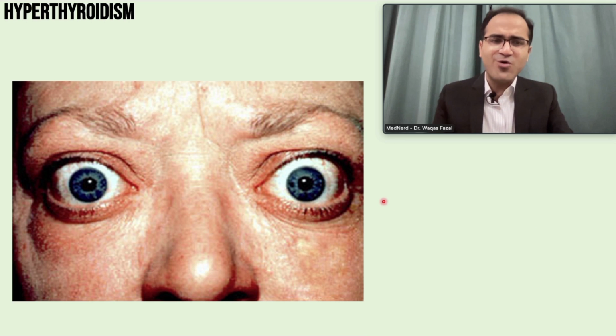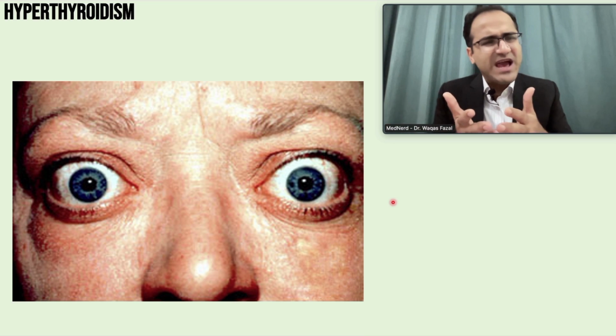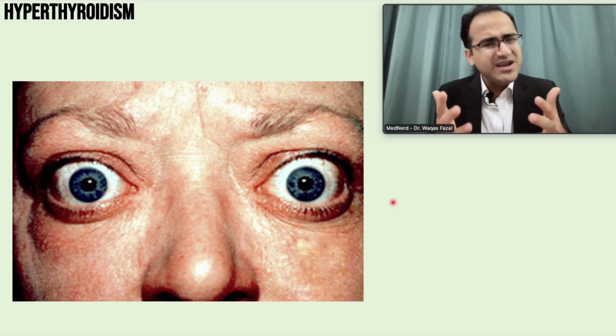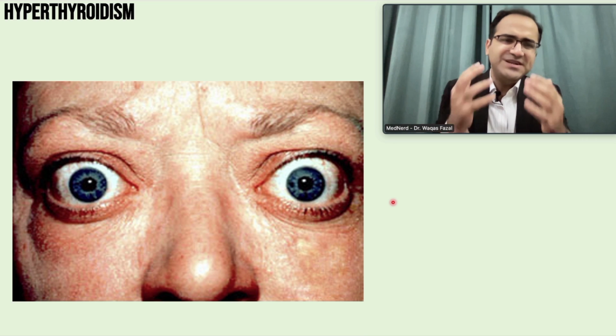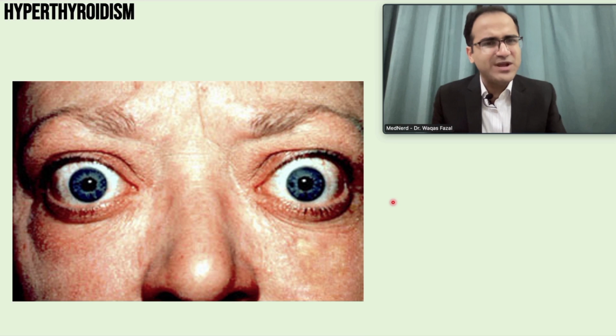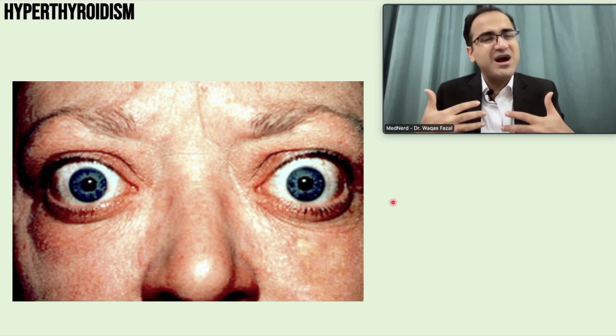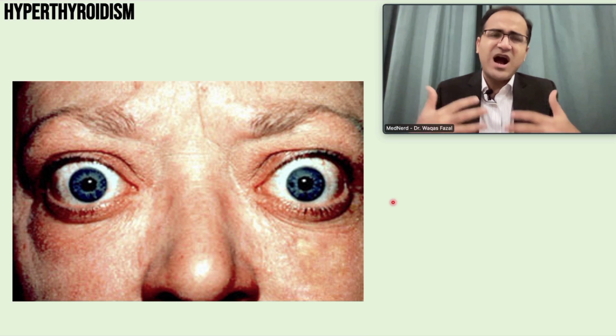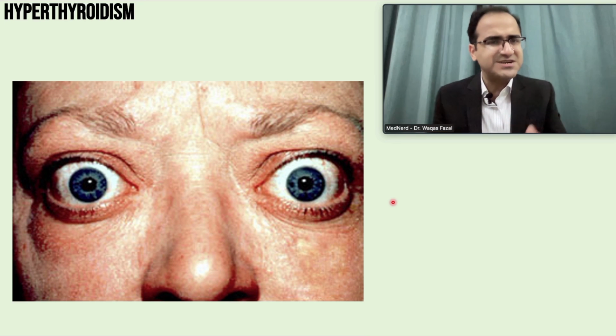A 32-year-old anxious lady comes to your clinic complaining of weight loss. Doctor, I have been losing weight for the last few months. Doctor, I have been having this chronic diarrhea all the time. I have been taking many treatments and many medications to stop the diarrhea, but it is not resolving. Doctor, I feel that my heart is pounding in the chest. I have these palpitations all the time.